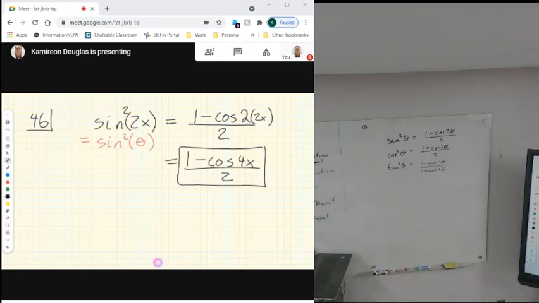That's our solution. And as with the previous one, I'm going to check this graphically to make sure it's actually right. So I'm going to type this into the calculator and see that these two graph the same. And they should. So sine squared of 2x should equal 1 minus cosine of 4x all over 2.